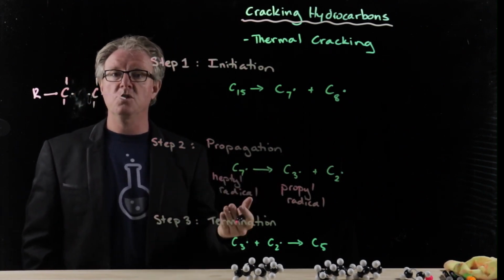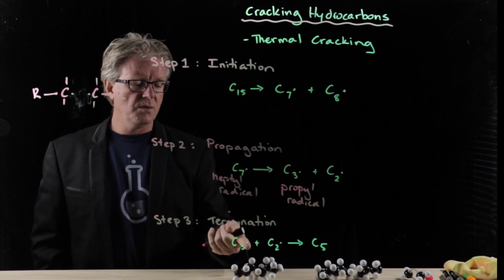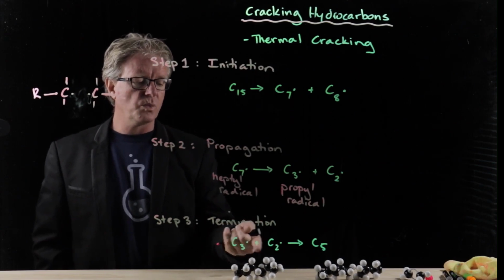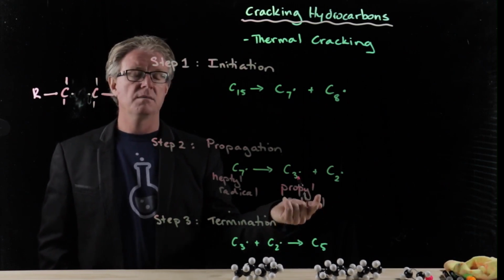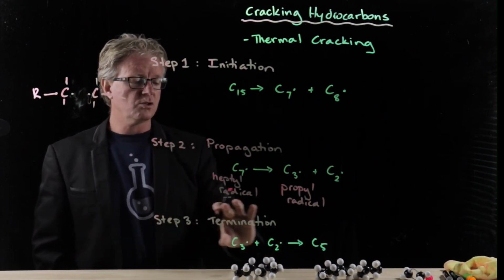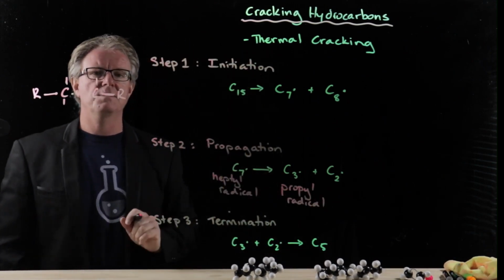The last step is called termination. To terminate means to stop the process happening. And so here we have 2 radicals recombining to make a stable pentane molecule. Okay, so that's called termination. So they're the 3 steps there, okay?